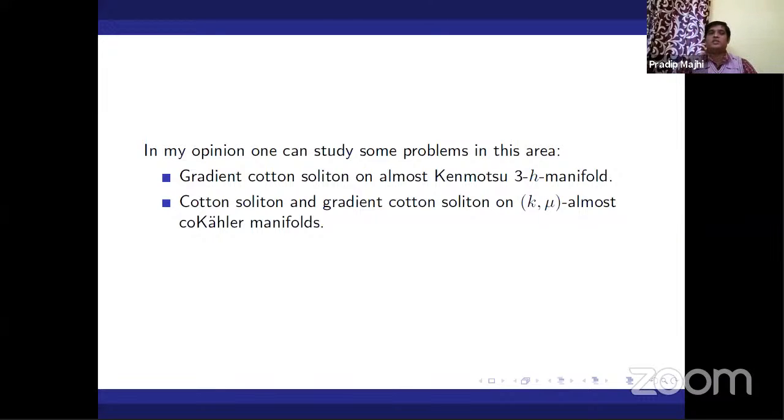Okay, so I am suggesting a few problems. In my opinion, one can study some problems in this area if anybody is interested. For example, gradient Cotton soliton on almost cosymplectic 3-h manifolds, and Cotton soliton and gradient Cotton soliton on almost co-Kähler manifolds. So I'm suggesting this problem. I don't know whether this problem is valid or not. If anybody is interested, then you can try.